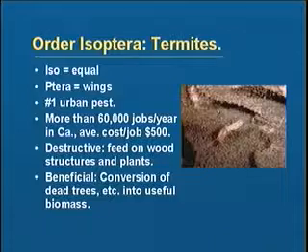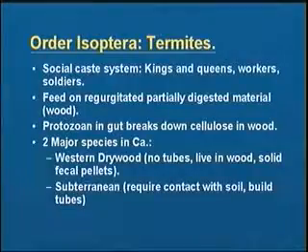They're destructive. They feed on wood structures and plants. They can also be considered beneficial. In the tropics, they convert dead trees into useful biomass. So both beneficial and a pest. These insects have a social caste system. So they have kings and queens, workers and soldiers. The kings and queens typically are the reproductive individuals in the group.